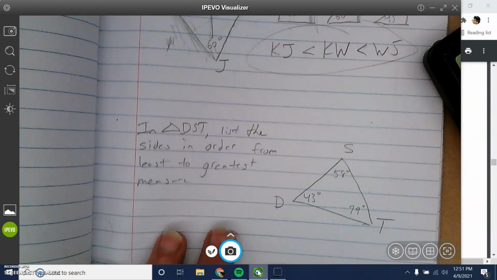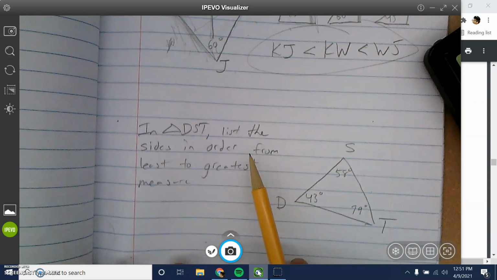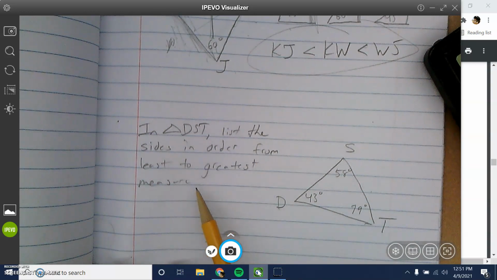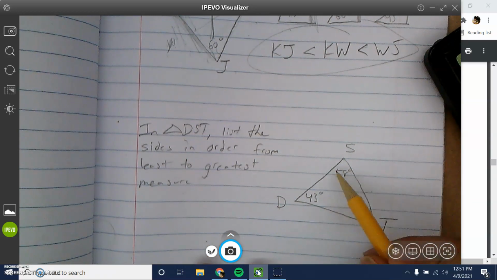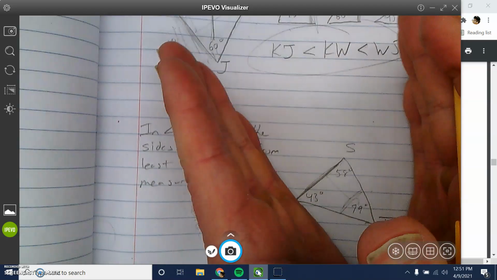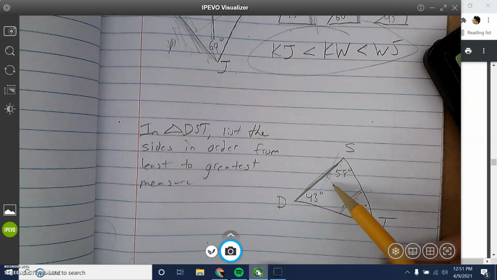Look at this. Copy this down. In triangle DST, list the sides in order from least to greatest measure. Okay, so look at the sides. First I look at the angles. So 79, opposite that is going to be the biggest side, because we have the biggest angle. It opens up the most, so therefore we have the biggest side.